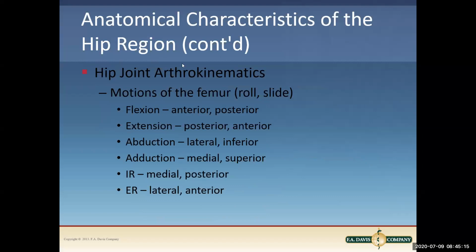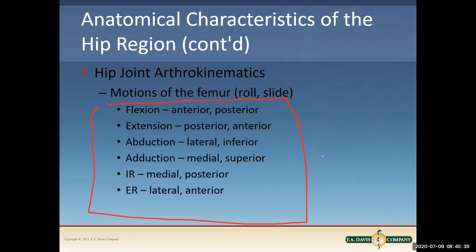So this is looking at that roll, spin, and glide, right? I designed this specifically to help you go through this as well, because this is more of a thorax thing than it is a kinesiology thing. In flexion of the hip, usually the roll is going to be anterior and the slide is going to be posterior. In extension, posterior, anterior. Abduction, lateral and inferior. Adduction, medial and superior. And then we have our internal and external rotations, which are opposite of each other.